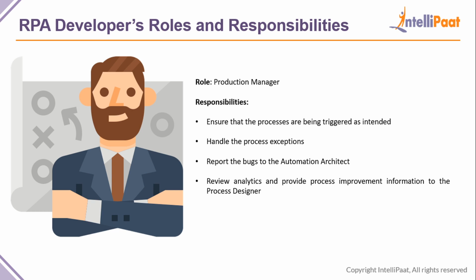It is performing exactly according to that, making sure there are no exceptions. If there are exceptions, he needs to revert it back to the concerned team, which is the automation architect, and he needs to work with analytics and everything to see if there is scope for improvement and to make the entire process more free flowing, better, and more efficient. So that is the job of a production manager, right?